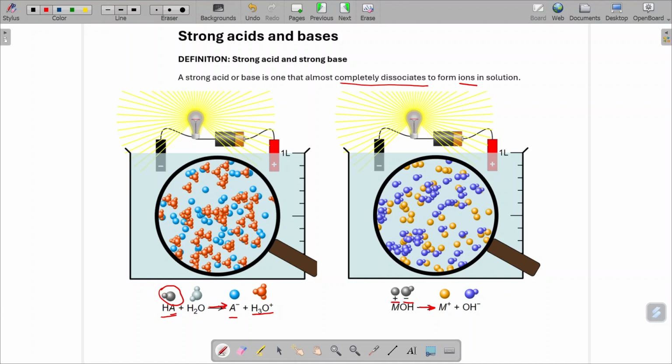So, very important to understand, you can say that it almost completely dissociates. Now, practically, there will always be a very small concentration of your original molecule or ionic substance in the solution, but because the equilibrium lies very far to the right, and this is a concept we'll revisit, this is not the case.